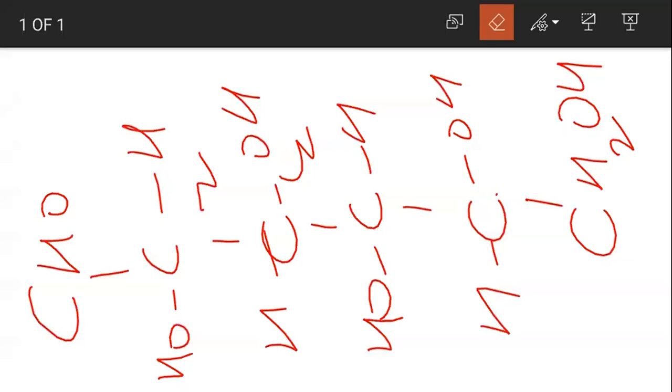So here we need to take the carbon. That carbon should be chiral. So chiral means to say what? What do you mean by chiral carbon atom? Please see the carbon numbers. I am giving the number over here. It is 1, 2, 3, 4, 5, 6.